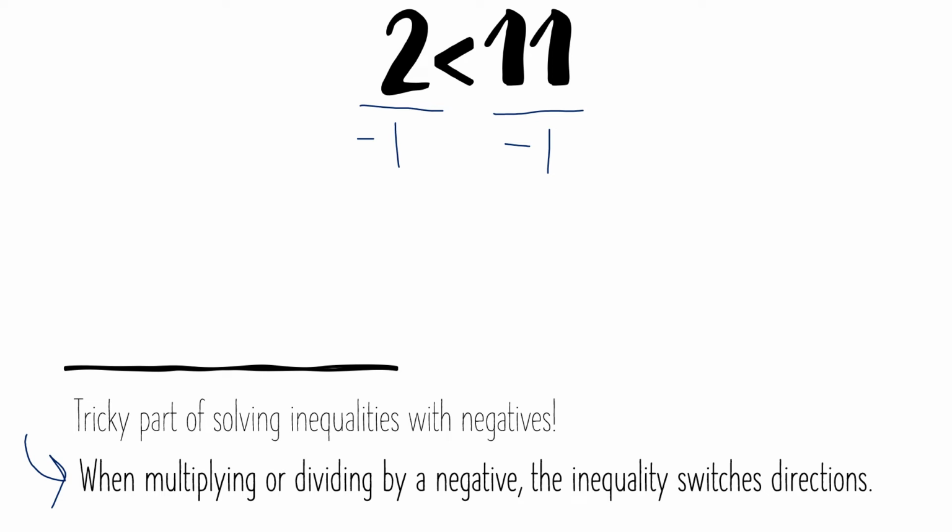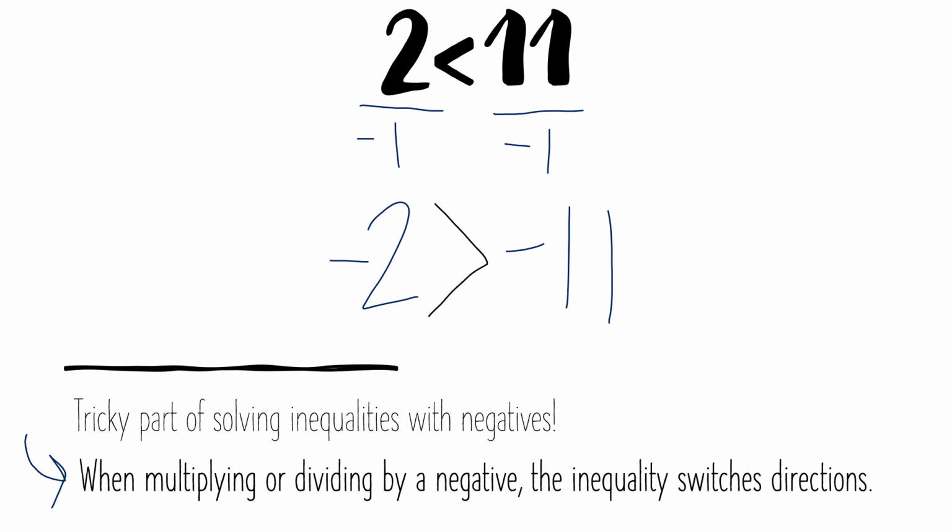Remember, if we do the same thing to both sides of an equal sign, or in this case, an inequality sign, it keeps it balanced. Well, this would give us -2 and -11. If we kept the inequality the same, it would state that -2 is less than -11. But that's not true. If you are in debt $11 and I'm in debt $2, I technically have more money than you.